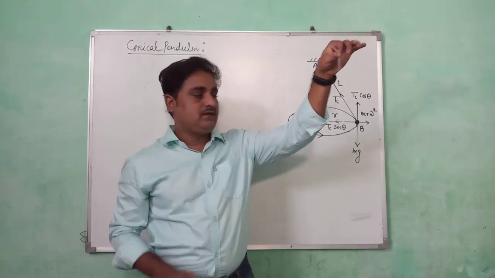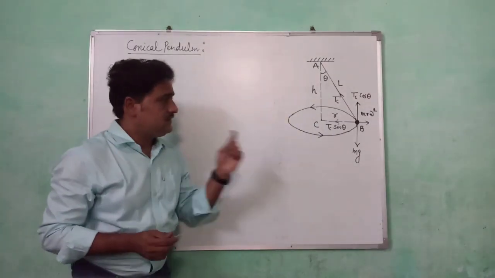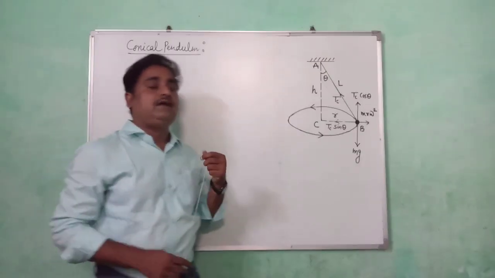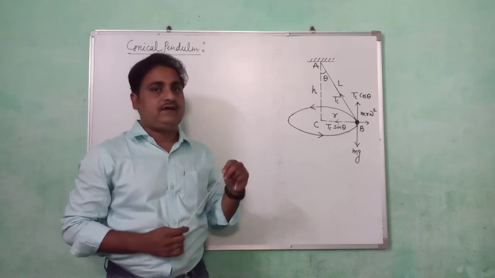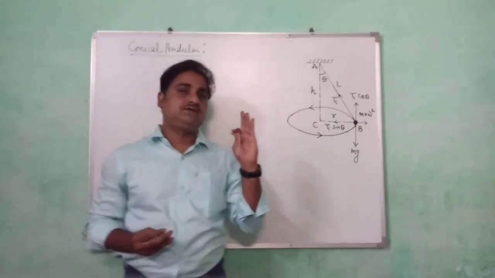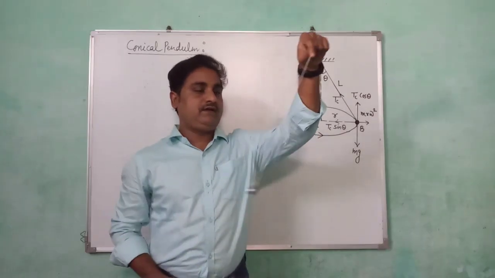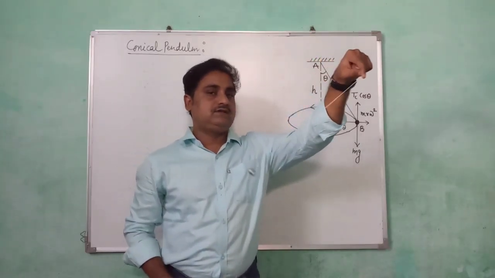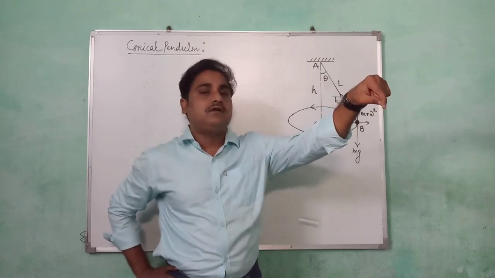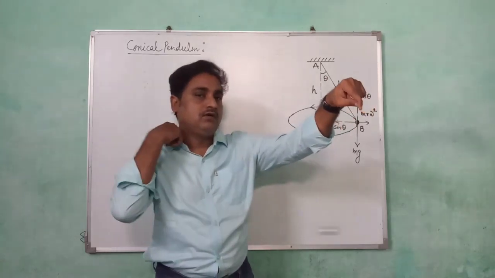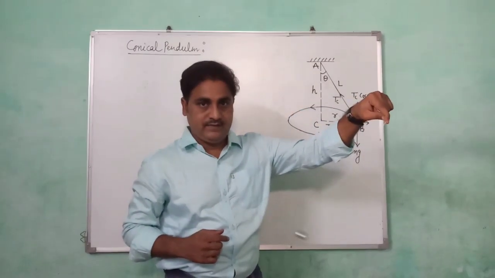Here, in the other case, we can rotate this spherical bob in a circular path also. So we are dealing with rotational motion or circular motion. The bob is revolving in a horizontal circle, and the shape is like a cone. That's why it is known as the conical pendulum.